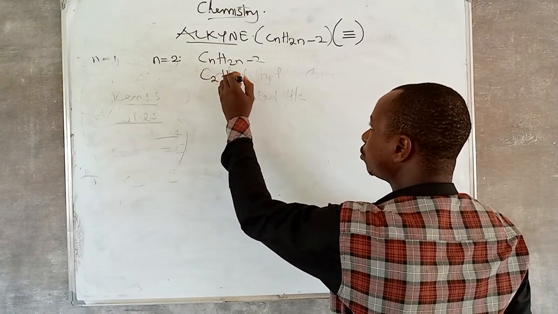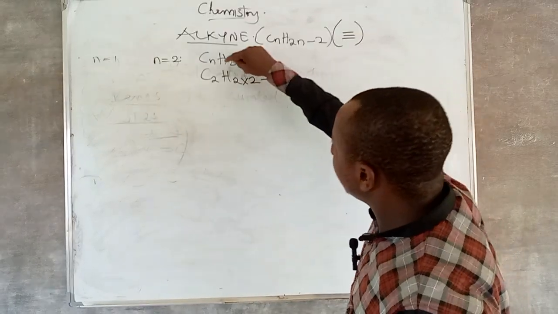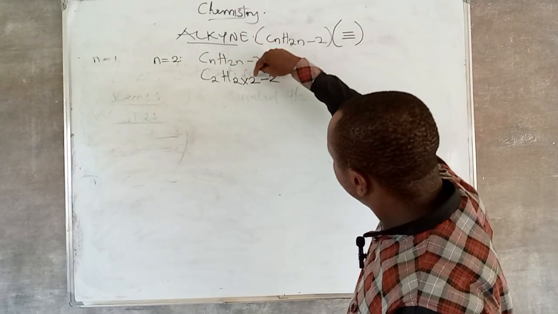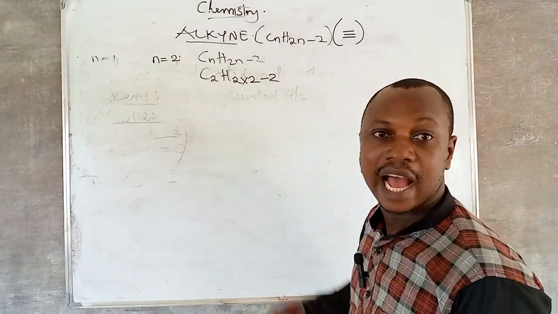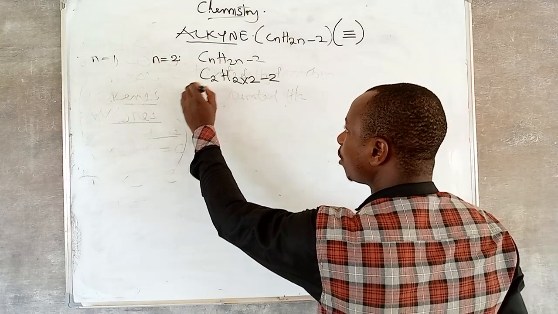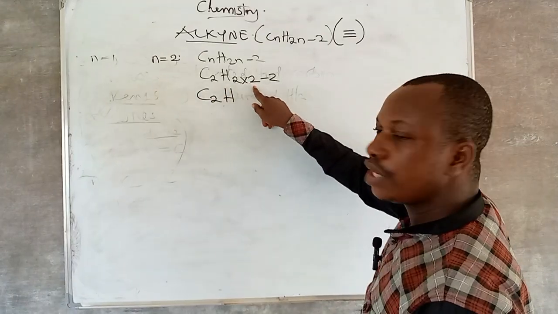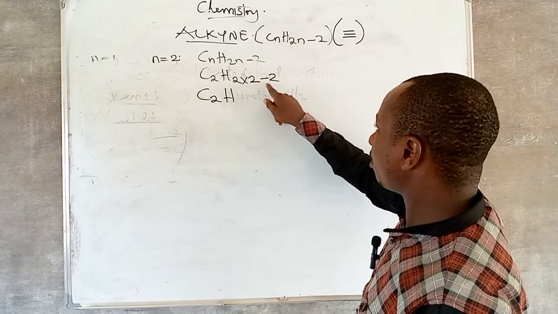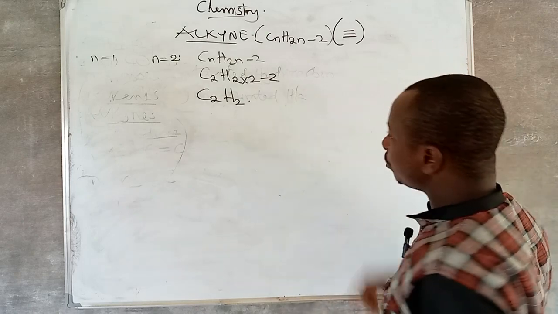C2H2 times 2 minus 2. I have substituted anywhere I see n, I have put 2 there. And mathematically 2n translates to 2 times n. So this thing becomes C2H, 2 times 2 is 4, 4 minus 2 is 2.